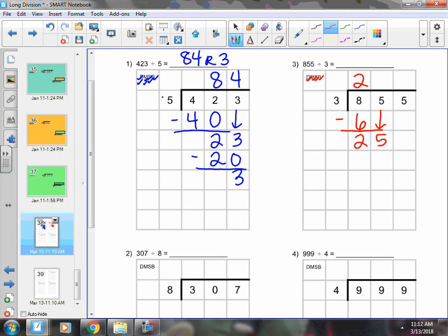So now let's divide 25 into groups of 3. How many groups of 3 can we make from 25? You could count 1, 2, 3, 4, 5, 6, 7, 8, 9, 10, 11, 12, 13, 14, 15, 16, 17, 18, 19, 20, 21, 22, 23, 24. I could make 8 groups of 3. 8 times 3 is 24. That was as close as we could get to 25 without going over. Subtract, bring down.